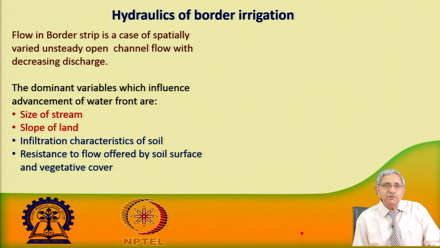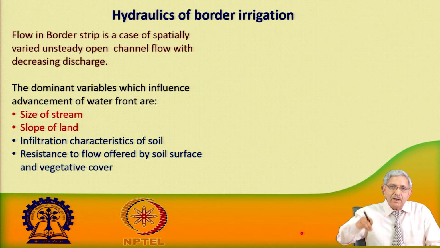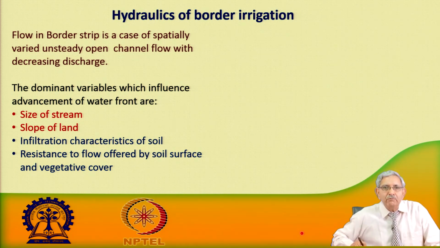In the hydraulics of a border irrigation system, the flow in a border strip is a case of spatially varied unsteady open channel flow with decreasing discharge, meaning discharge is decreasing with space. When you are introducing a stream, part of this water will be infiltrating, so the stream size will be reducing as it advances further.